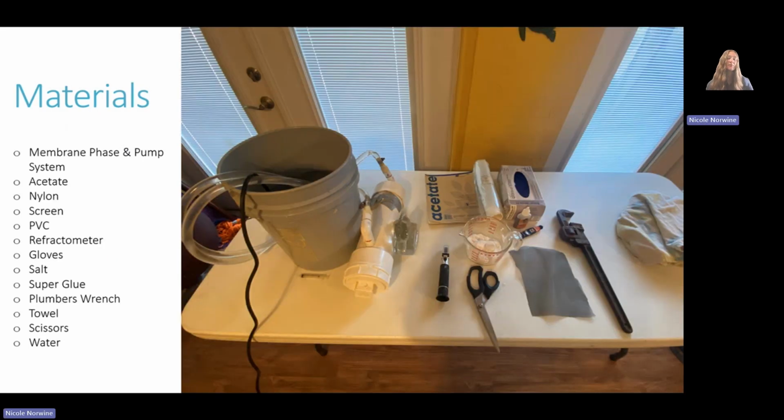As for this experiment, let's start with materials. I used a membrane phase and pump system that simulates a very small bench scale, one phase pass through desalination phase. As for the membrane itself, I used acetate, nylon, and screening material, and then a PVC core. I used a refractometer to measure the saline levels in our salt water. Salt, gloves, super glue, plumber's wrench, towel, scissors, and water were the other materials in this experiment.